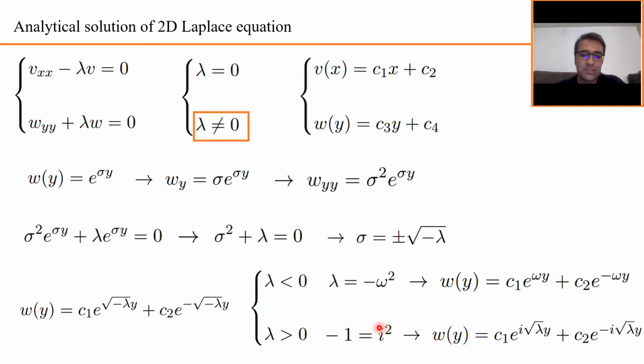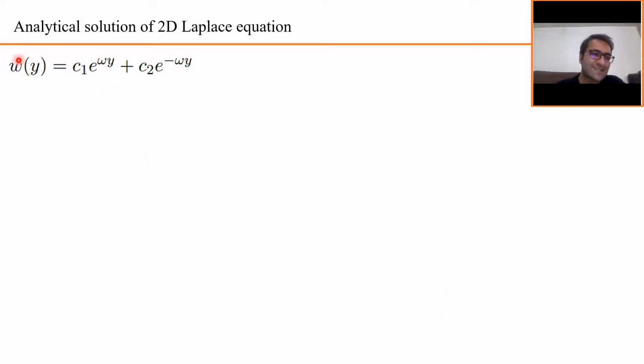I did nothing, I just replaced minus 1 with i squared, and I brought i squared out of the square root, and it becomes i. So let me simplify this solution more. I want to express this function with sine hyperbolic and cosine hyperbolic.